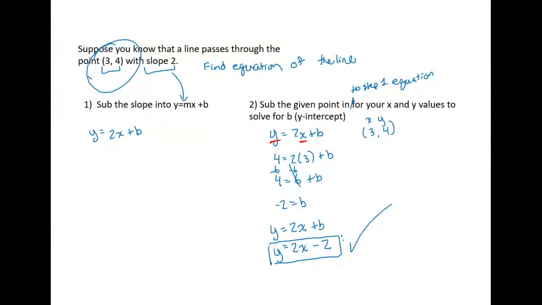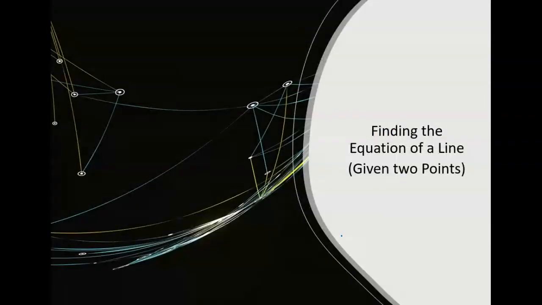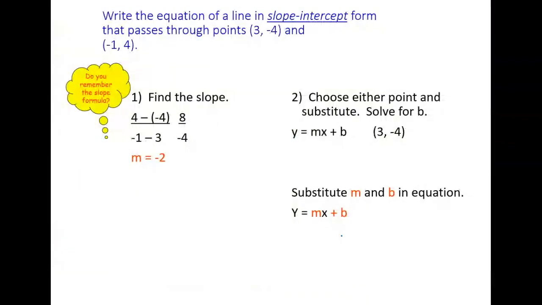So these steps are always the same when I'm given a slope and a point, but sometimes we need to find the equation of a line if we're given 2 points. So we're not given the slope at all, we're just given 2 sets of points. The system for this also is the same.